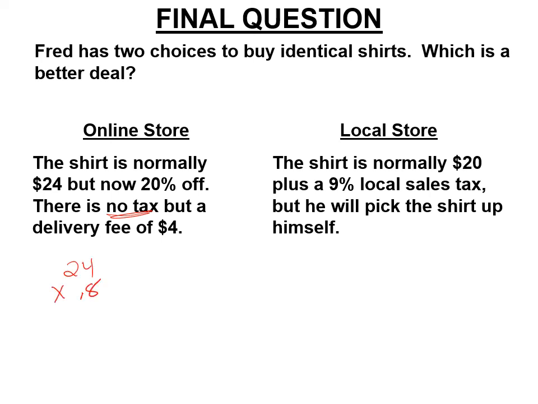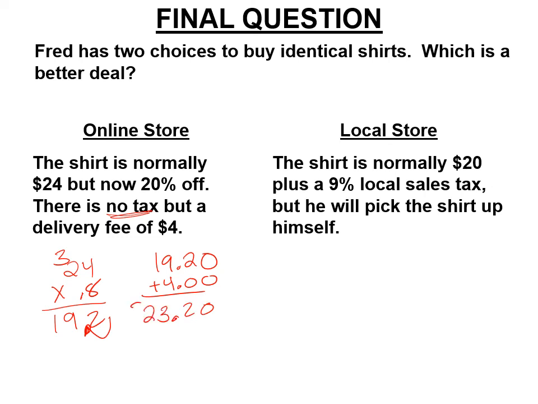Because he's going to pay 80% of the price. 8 times 4 is 32. 8 times 2 is 16. Plus 3 is 19. Move the decimal 1. So he's going to pay $19.20. I'm making that money. But there's a delivery fee. Now this is where maybe you want to add some zeros. And he's going to pay $23.20 if he buys it online.